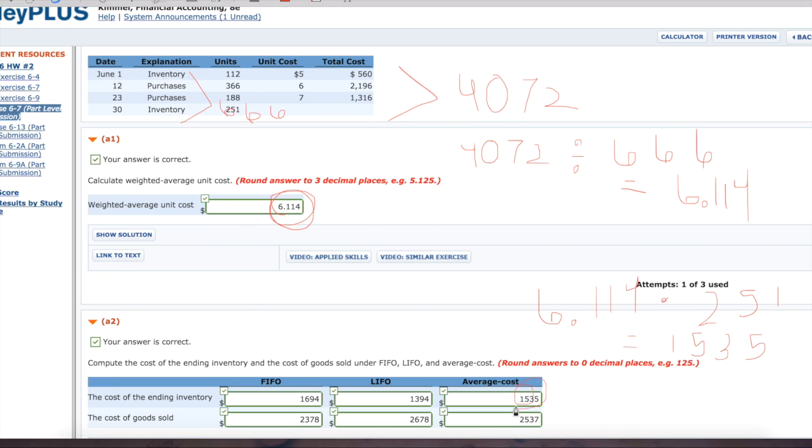And again, like before, we will take 1,535 from the 4,072. So 4,072 minus 1,535. And that gives us 2,537. And that's the cost of goods sold with our average cost. And that is how you solve 6-7.